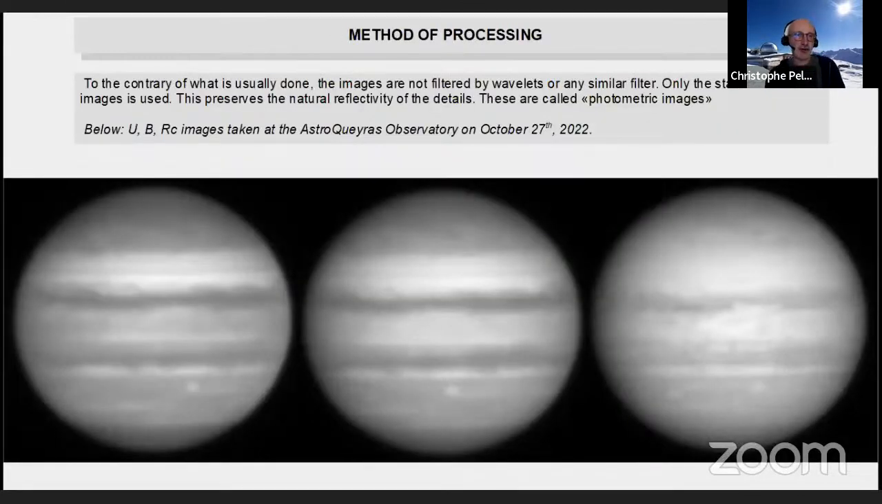And contrary to what is usually done, the images are not filtered by wavelets or any similar filter. Only the stack of raw images is used. This preserves the natural reflectivity of the details. They are called photometric images. Below, you can see UV, blue, and red images that I've taken at my last stay at the Astrocaris Observatory last year.